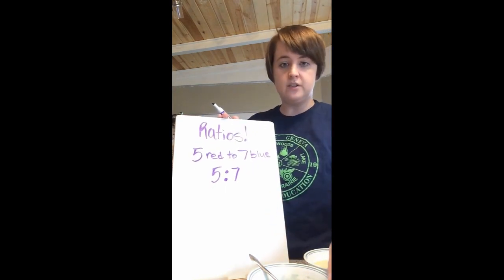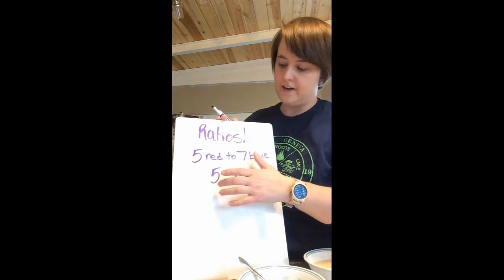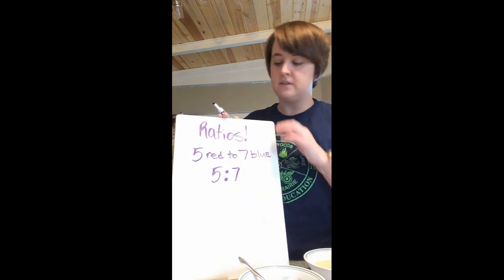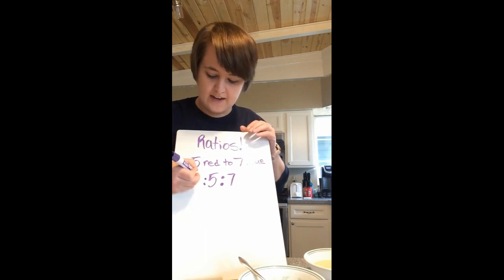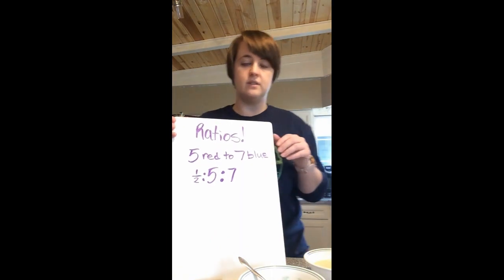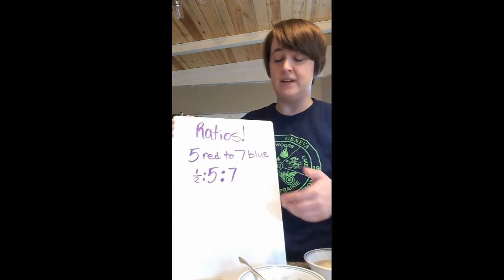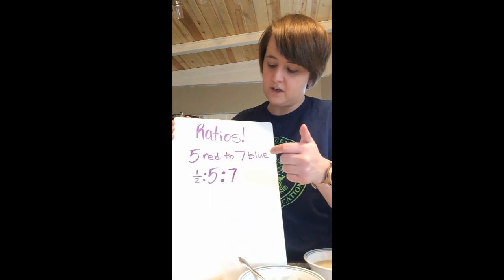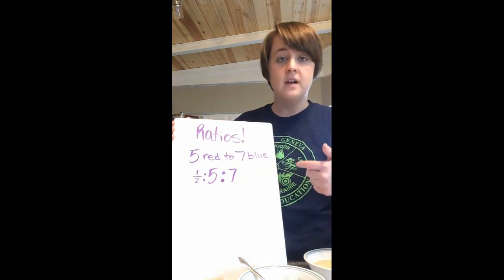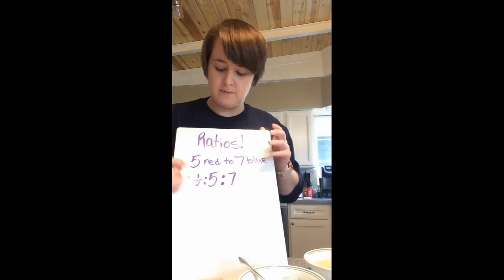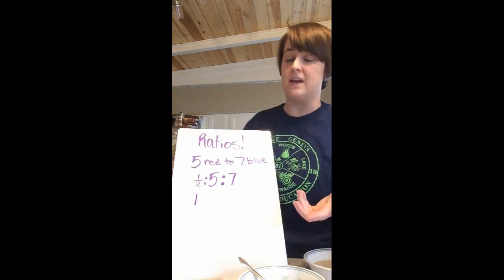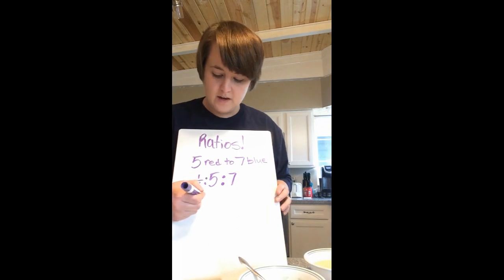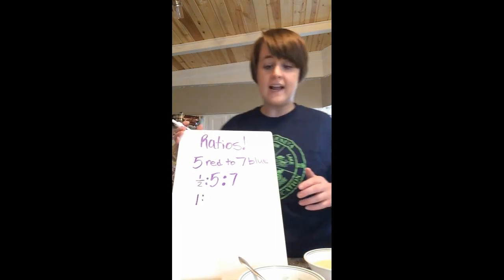So in our original mix, this is the first one I mixed up, I did 5 red drops to 7 blue drops. Now, I can also add in here that I had half of a cup of mix. So for 1/2 cup of pancake mix, I added 5 red drops to 7 blue drops. Now, our next experiment is, how much do I need to add to 1 whole cup of mix? How many drops of red and how many drops of blue should I add?